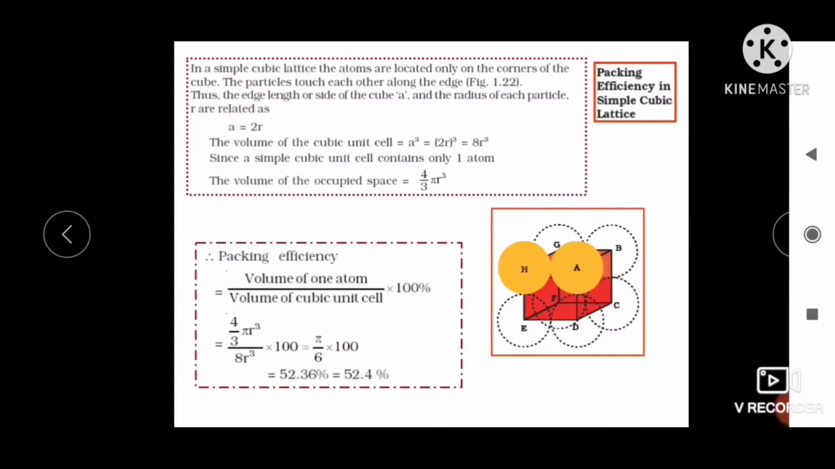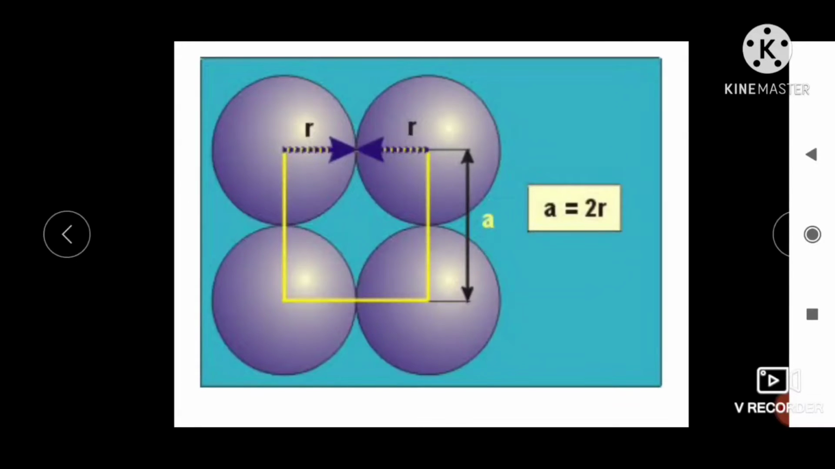Packing efficiency in simple cubic lattice. In a simple cubic lattice, the atoms are located only on the corners of the cube. In a primitive or simple cubic lattice, the particles or atoms are present at each corner of the cube, and the particles touch each other along the edge, as shown here.